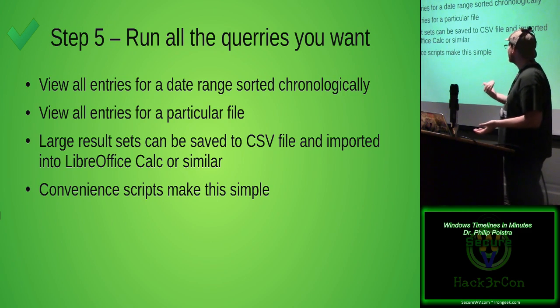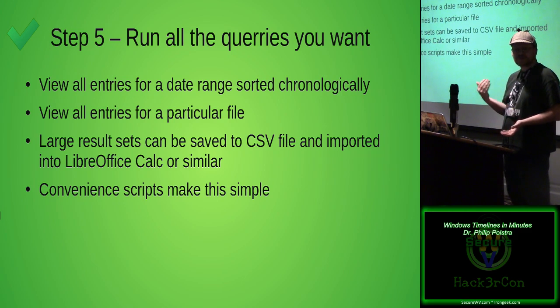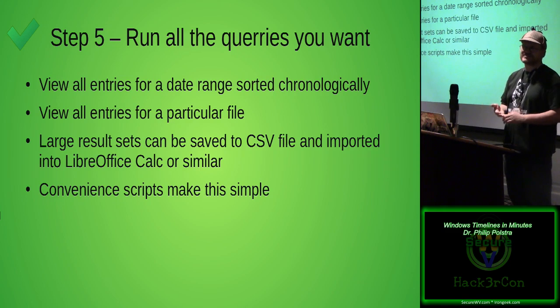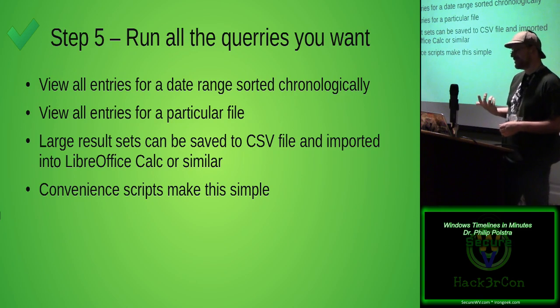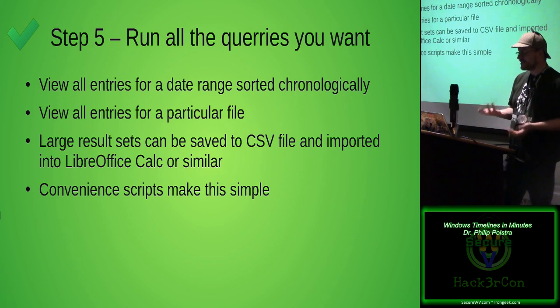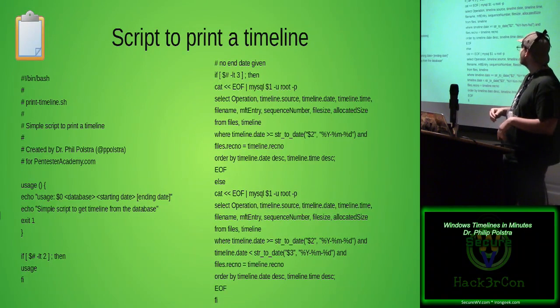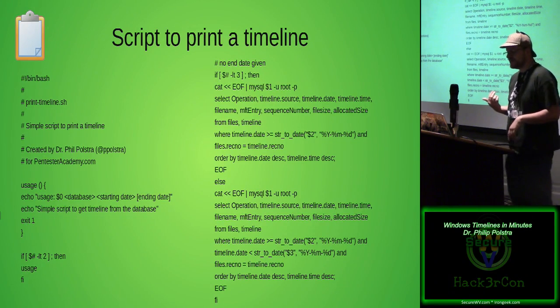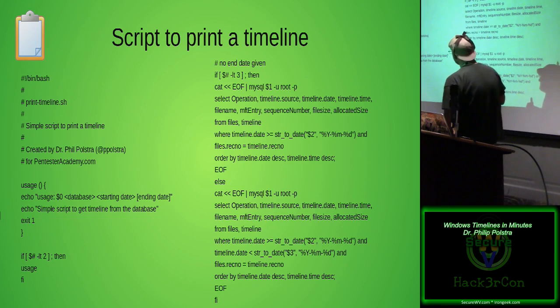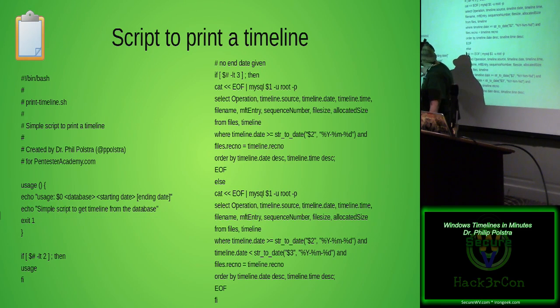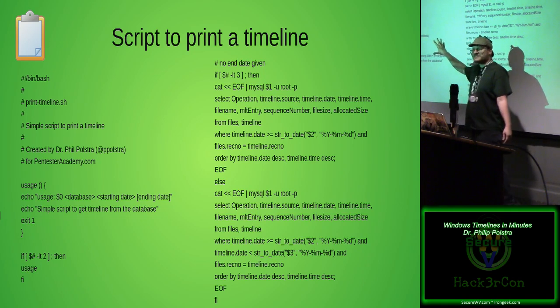So I want to, say, review the entries in a certain time and date range. Right? I can do that. I can also look at a particular file. If I have a large result set from any queries I do, I can also save those as a CSV file, and then I can import that into LibreOffice Calc or something similar. Now, because I'm lazy, and because I don't want to fat finger this query a lot, I wrote a couple of convenience scripts. Just some simple shell scripts.